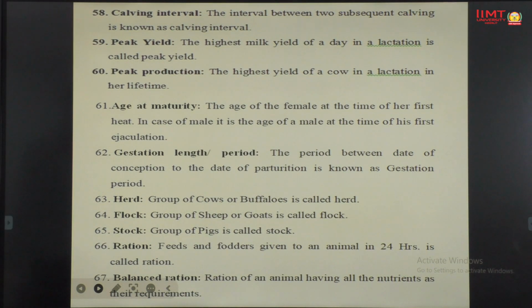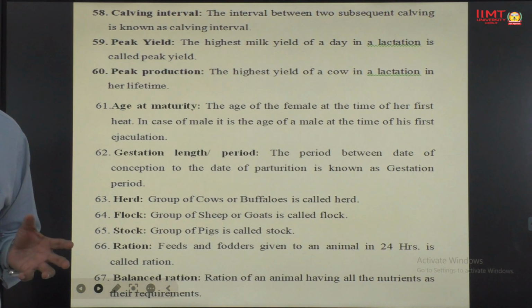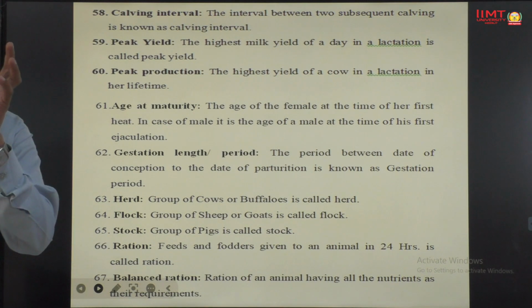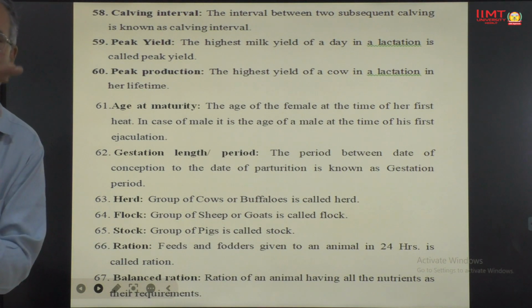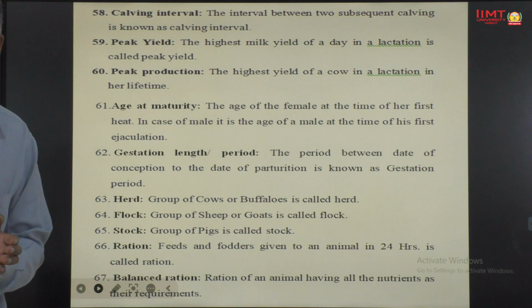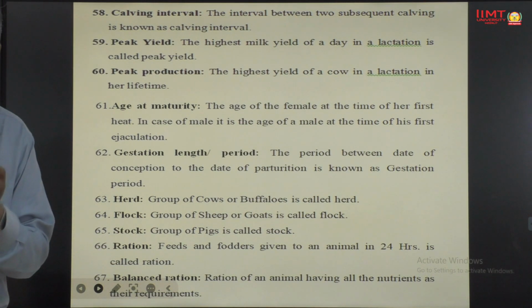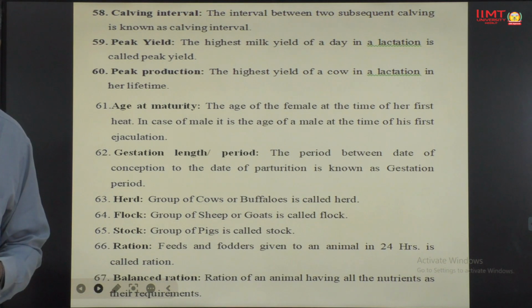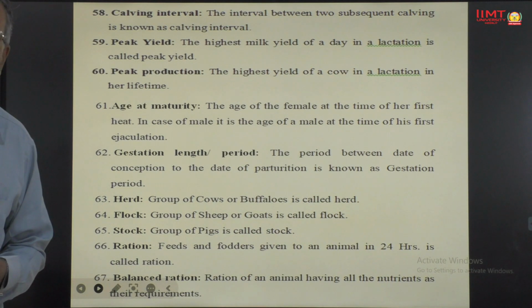What is herd? A group of cows or buffalo is known as herd. पशुओं के समूह को क्या कहते हैं? गायों के समूह को झुंड कहते हैं, हर्ड कहते हैं. उसी तरीके से भैंसों के समूह को भी झुंड या हर्ड कहते हैं. And what is flock? A group of sheep and goats is known as flock. What is stock? A group of pigs is called stock.